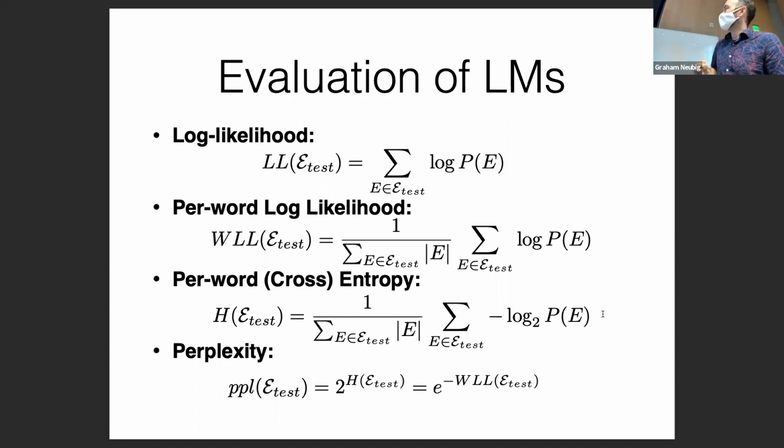So if your language model has perplexity of 10, and you guessed the next word according to the language model's probability distribution, you would get the answer right in about 10 times on average.